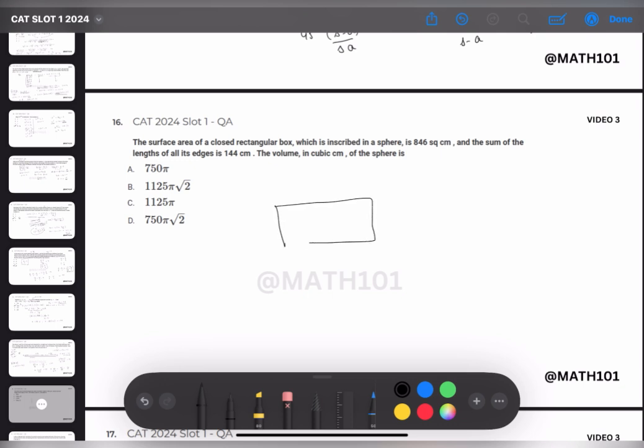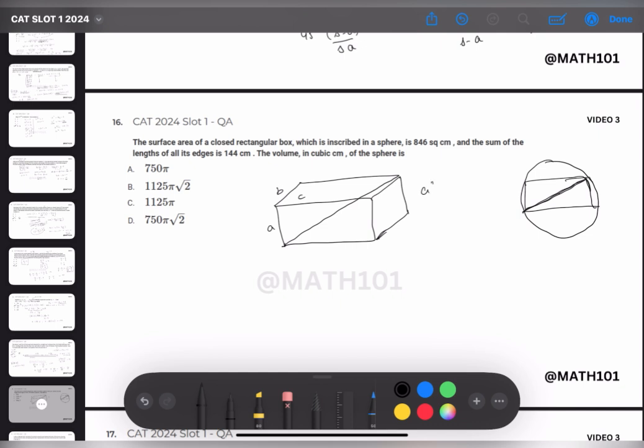Okay, so let this be our rectangular closed box with side lengths A, B and C respectively. When we inscribe a rectangle in a circle, the diagonal of the rectangle is the diameter of the circle. So this property holds: the body diagonal of this rectangular box would be a diameter of the sphere. So the length of the body diagonal is the square root of a square plus b square plus c square.